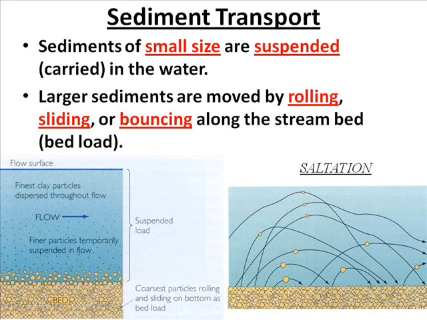The picture on the bottom left shows the suspended load, where particles of clay and sometimes silt are floating right in the middle of the river. Saltation, or the bouncing, on the right-hand side picture, shows that some particles can bounce and repeatedly hit the bed of the river as they move downstream.